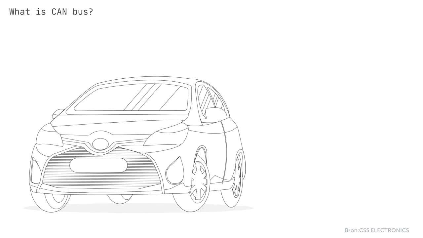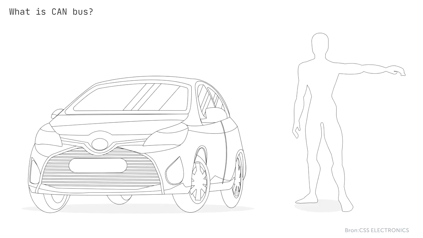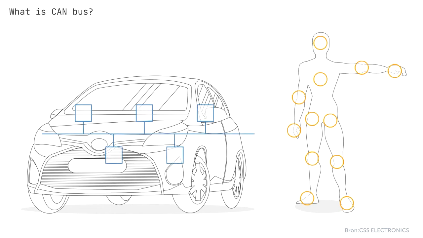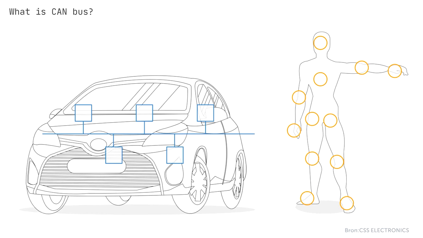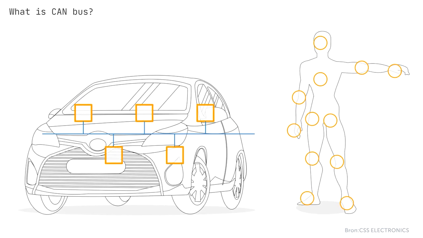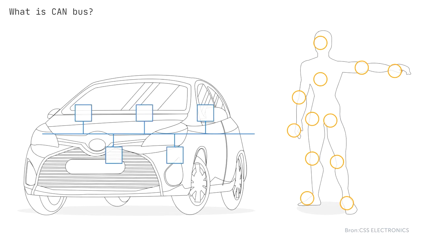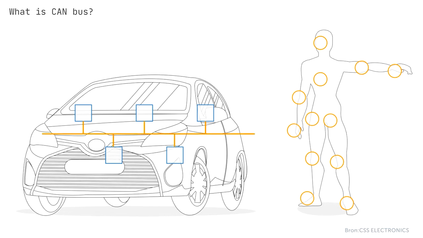To understand what CAN bus is, imagine that your car is like a human body. In this context, the CAN bus is the nervous system, enabling communication between different parts of the body. Communication happens between different CAN bus nodes, which are also called electronic control units, or ECUs. These CAN nodes are like parts of the body, interconnected via the CAN bus. Information from one node can be shared with other nodes.